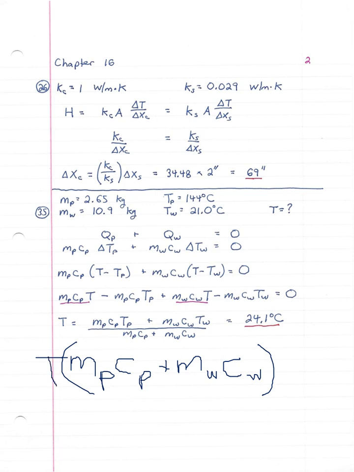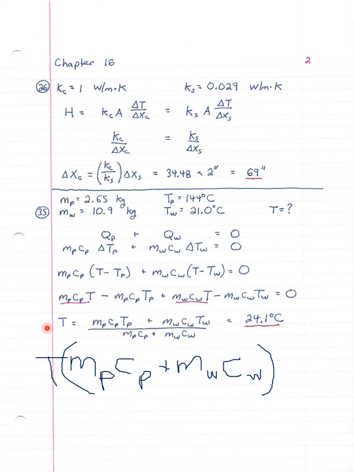Good. Now, this is where it skips down to the very last line that I had written. To get T by itself, you're going to divide by what I have here in parentheses, M_P C_P plus M_W C_W. And now you have that final line where my pointer is: T equals what was over on the right-hand side divided by the bit in parentheses on the left-hand side. And in the end, you get 24.1 degrees Celsius. Because we had written those temperatures in Celsius, the answer comes out to be Celsius.